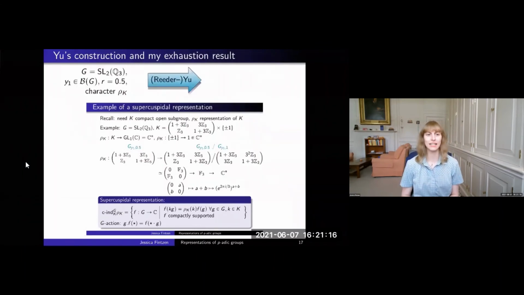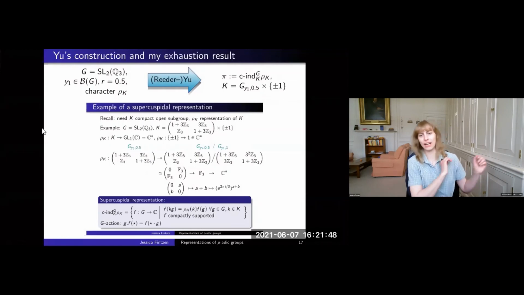So what we did is we started with a group, SA2. We started with a point in the building. We started with the depth and the character. Broker here, this character that I constructed for you down here. And then we perform the construction by JKU, or in this case, it's even Reeder Yu's construction. And the output is that we obtain this supercuspidal representation, which is this compact induction here down here. So this compact subgroup from where we induced is just the filtration subgroup at depth 1/2 and ±1. All right, so that's what we did.